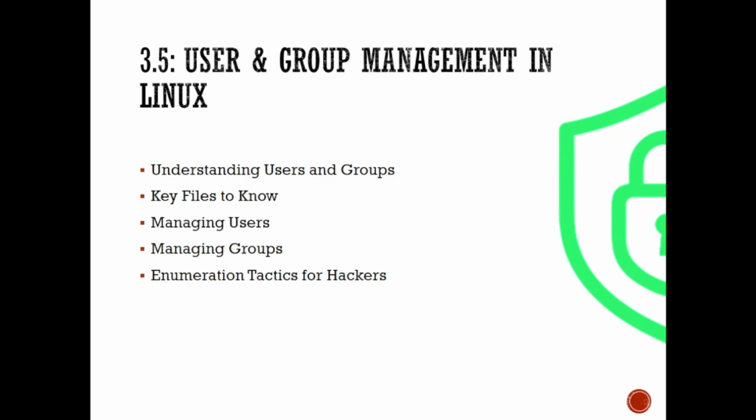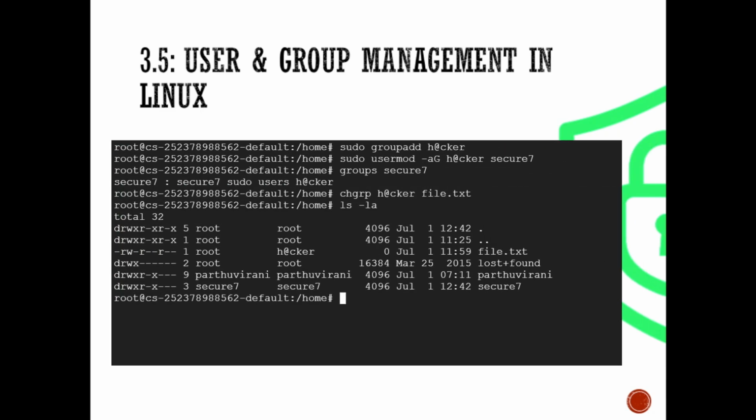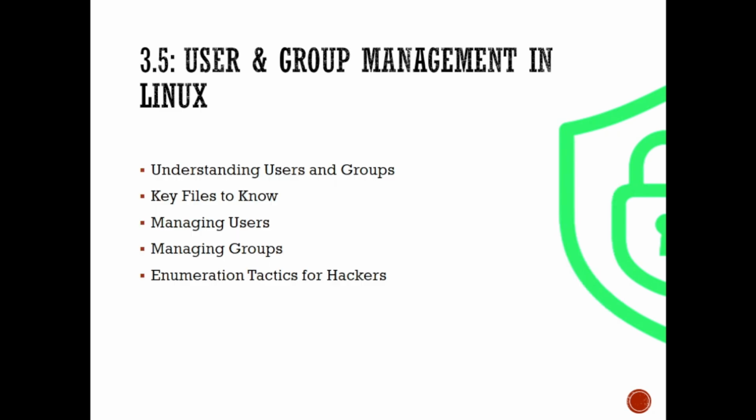Section 4. Managing groups. Add a group, bash: sudo groupadd hackers. Add user to group, bash: sudo usermod -aG hackers JohnDoe. See group memberships, bash: groups. Change group ownership of a file, bash: chgrp hackers file.txt. Hacker tip. Always check for users in privileged groups like sudo, admin, docker, etc.